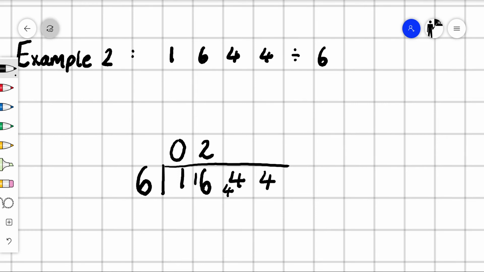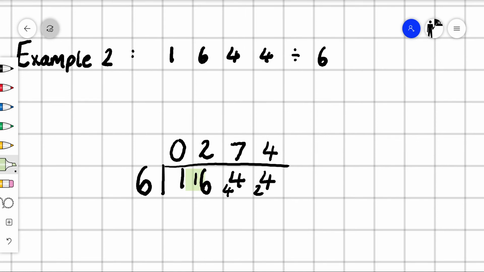How many groups of 6 are there in 44? Well, I know that 6 7s are 42, so I would have 2 left over. How many groups of 6 are in 24? 4 groups. Okay, so my answer here is 274. Okay, so once again, just to talk us through, 6 didn't go into 1, so we had to carry that 1 over.